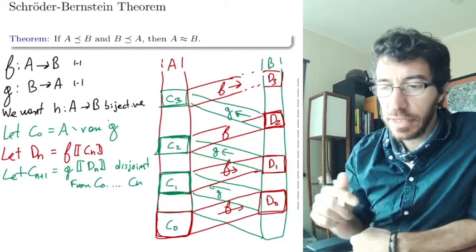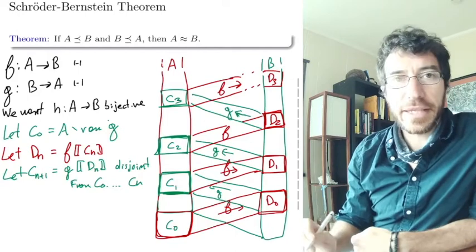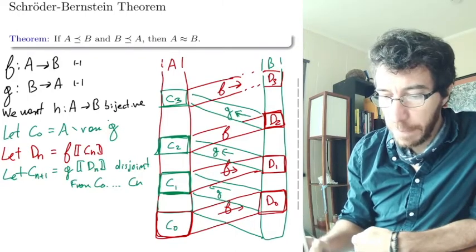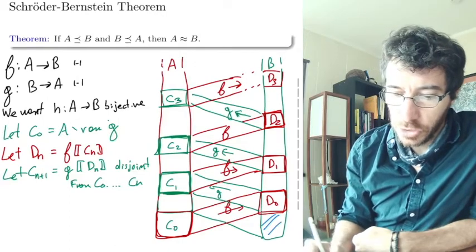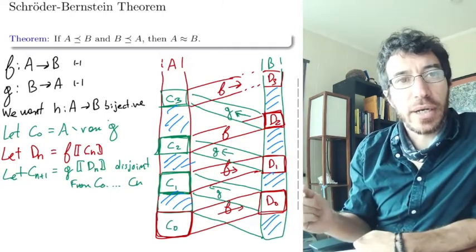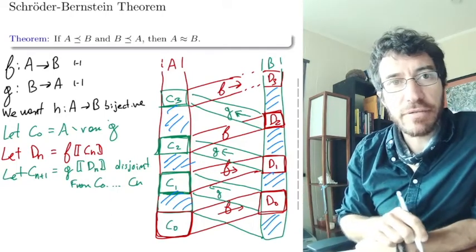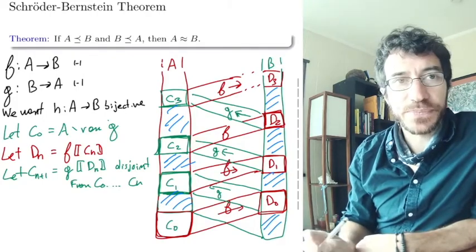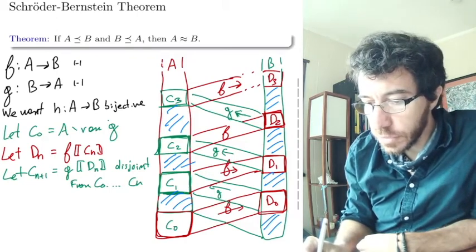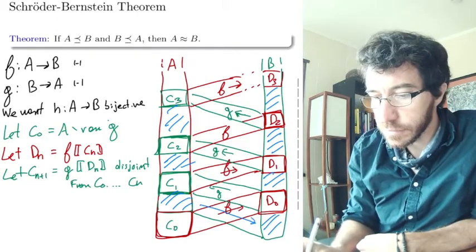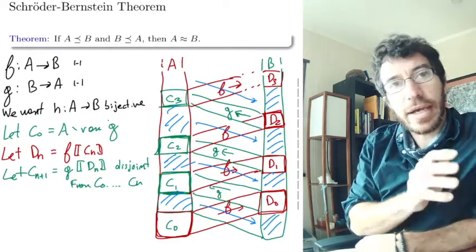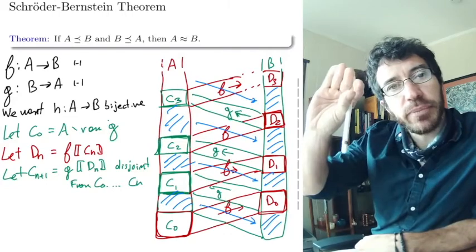Okay, so how are we going to define our H now? Well, the key point here is that if you look at the spots that we have left open, they are in bijection with each other. Remember, the range of G is everything but C0. So we can map these blue parts backwards using G inverse, and they will stay on the blue parts. And then the red parts using G.